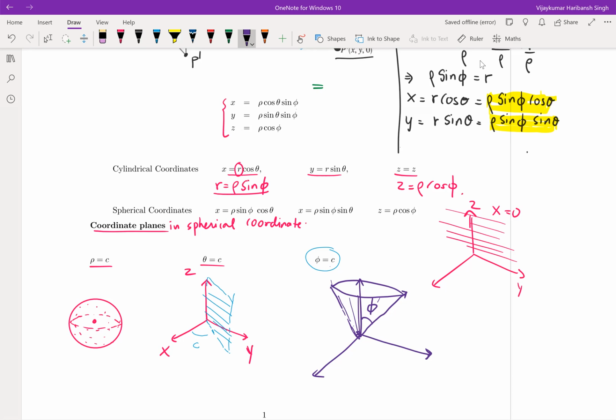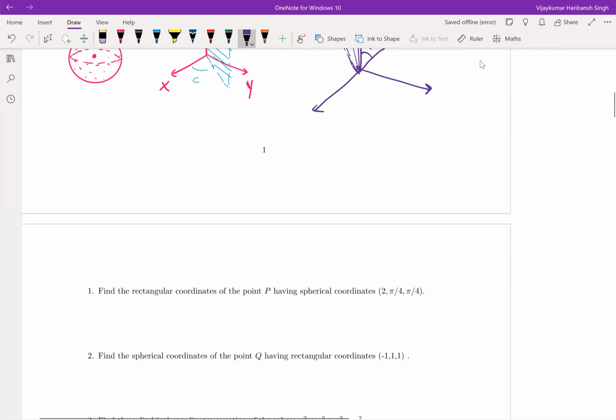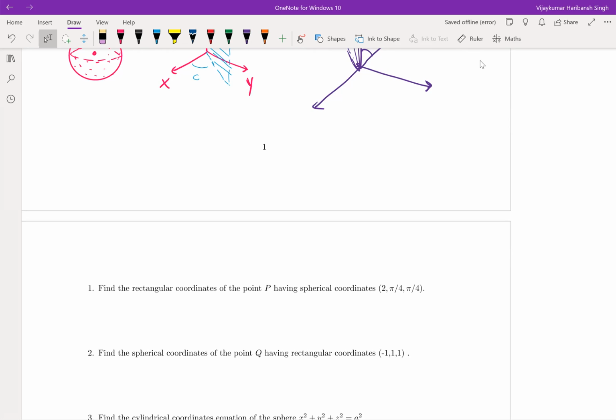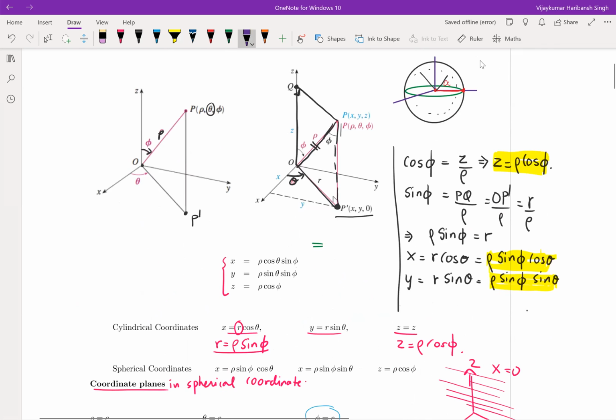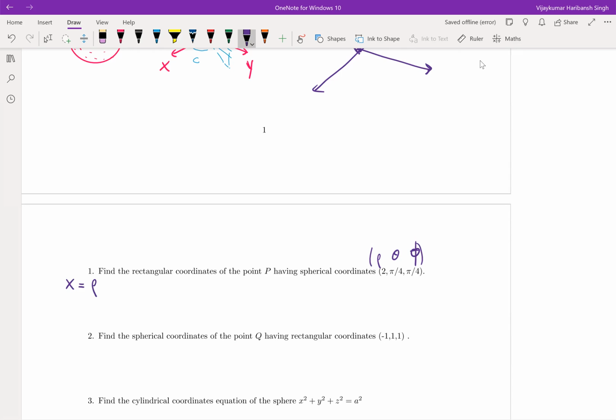If you have these kinds of geometric objects, they are easy to represent in the spherical coordinate setup. Okay, so now let's look at a few examples. Find the rectangular coordinates of the point which has spherical coordinates 2, pi by 2, pi by 4. So this is rho, then we have theta, and then we have phi. This is the convention we are following. In the representation, we write rho, theta, phi. Some may have the convention of writing rho, phi, theta, but for us, we are following this convention.